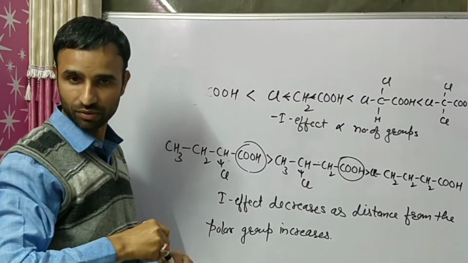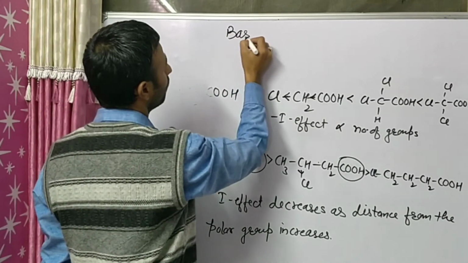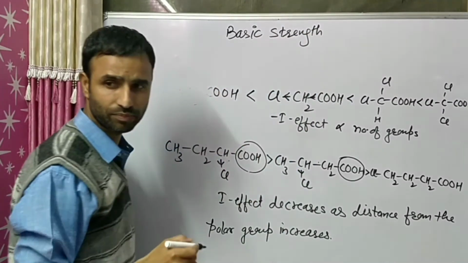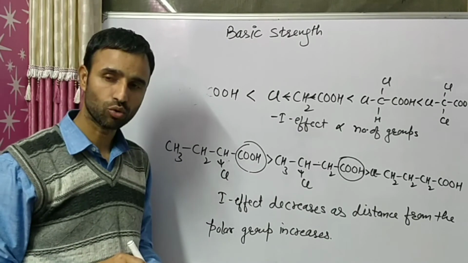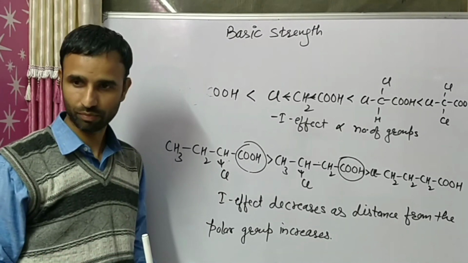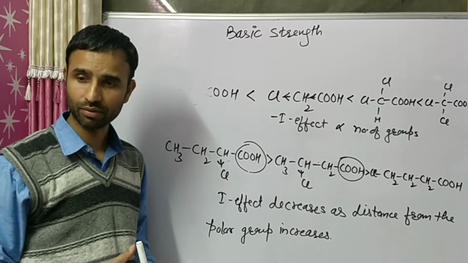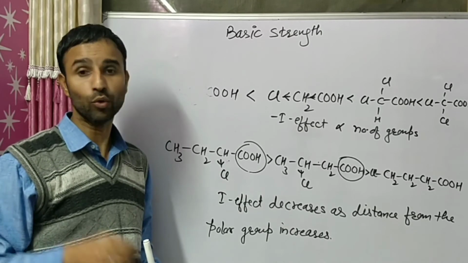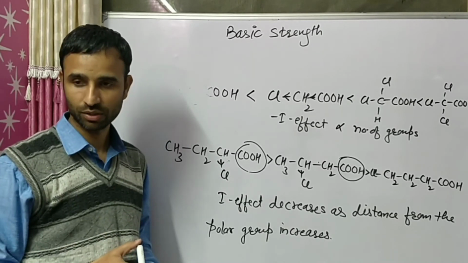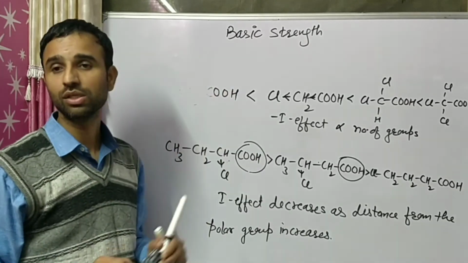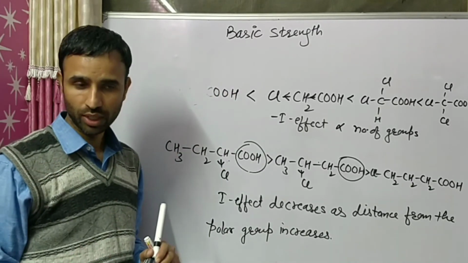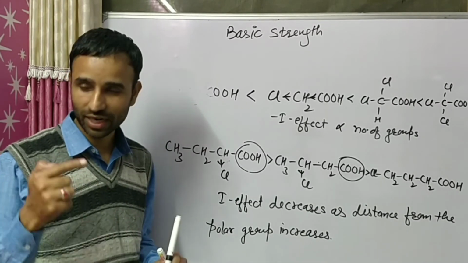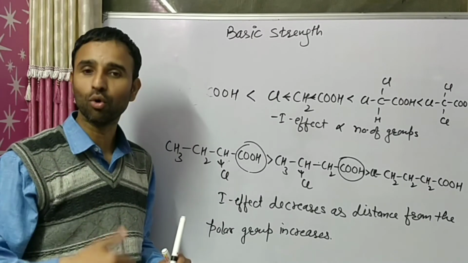Another example, if we talk of basic strength. Now, what is a base? Which releases OH negative, that is an Arrhenius base. Or Bronsted-Lowry, which accepts H plus ion. And a Lewis base donates a pair of electrons. So which donates a pair of electrons? Which has a pair, first of all. Second, electron density is more.